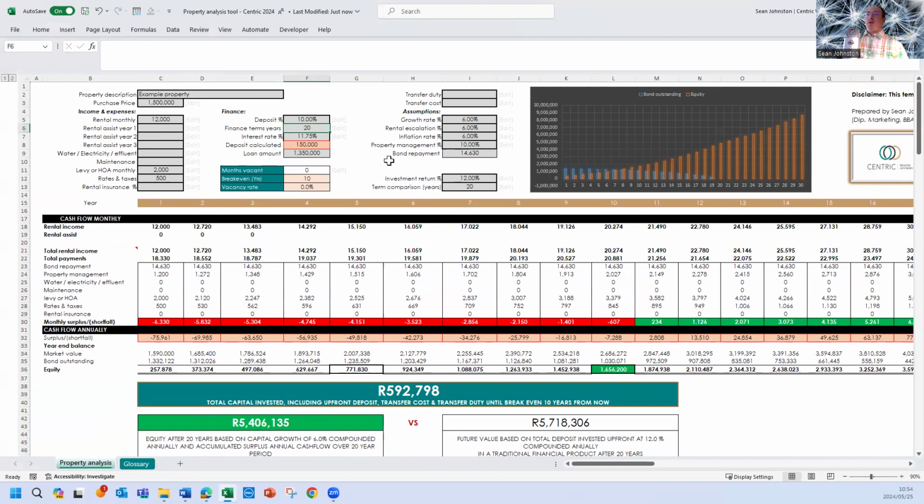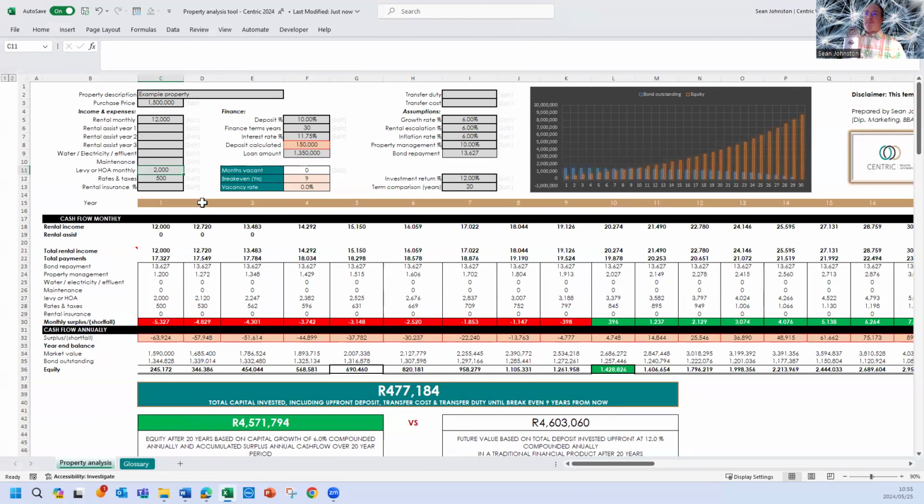Let's work on a 30-year bond for now. Work on a 10% deposit. So let's say this person bought the property for 1.5 million Rand. He's expecting to get 12,000 Rand rental. That's what's being advertised. Let's say it's off plan.